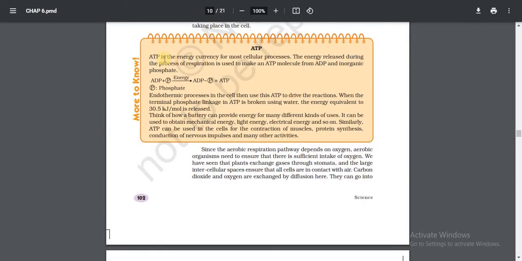More to know: ATP is the energy currency for most cellular processes. The energy released during the process of respiration is used to make an ATP molecule from ADP and inorganic phosphate. ADP plus P, in the presence of energy, gives ATP. P is phosphate. Endothermic processes in the cell then use this ATP to drive the reactions.